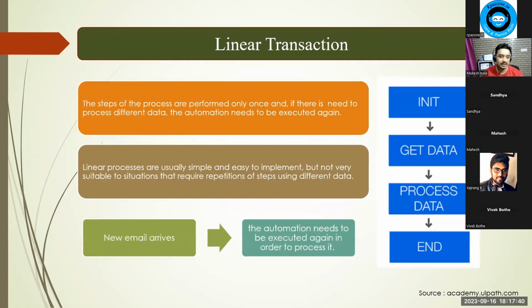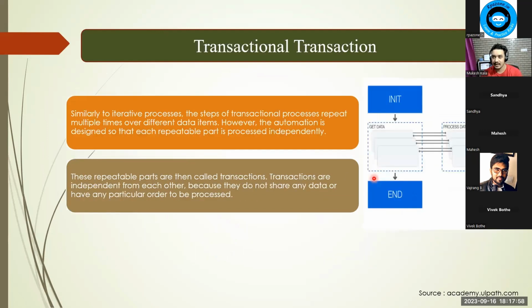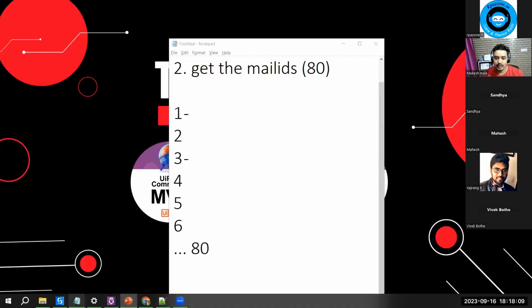So if I again repeat, transactions: linear, do it once; iterative, processing at once, this would come in the picture when you have a list of items and you try to process it one by one, and if any item fails, your process fails, right? That is iterative. And the last one, where you do not want to have any relationship, we use something which is called transactional processing. Okay, now I'll just go back to my UiPath Studio here.